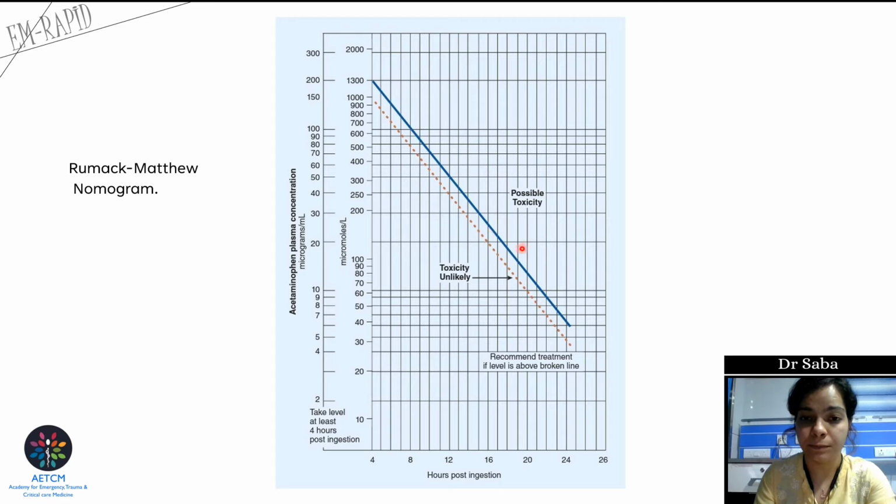So these are the two lines. One is a blue bold line and the other one is a broken red line. So we recommend treatment if the concentration level crosses or gets above the broken red line. But if it crosses above the blue line, we know that there's a possibility that hepatotoxicity can ensue.